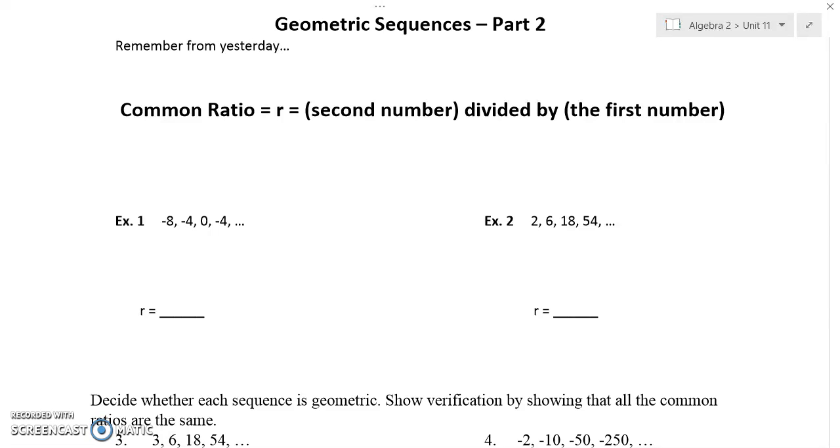Hello everybody. In today's lesson, we're going to talk about geometric sequences. We've covered it a little bit yesterday. We're going to do more problems. So let's get started. Yesterday, we talked about what a common ratio is.